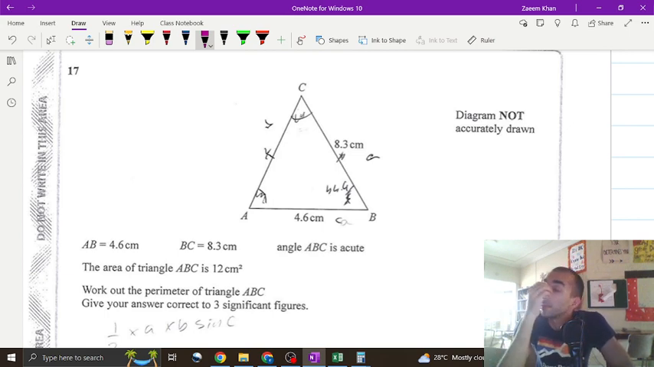The area of a triangle ABC is 12 centimeters squared. Work out the perimeter of triangle ABC. Give your answer to three significant figures. So we've been given the area, we've been asked to find out the perimeter. Would you be able to make a link between the two?